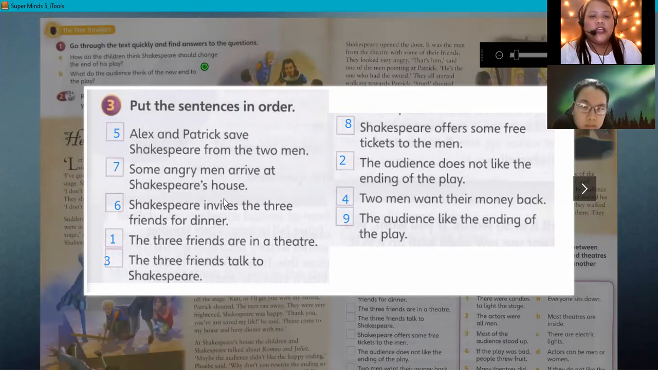And then eight, Shakespeare offers some free tickets to the men. Yeah, because he was able to revise his play because he was advised by the three friends to change the ending. So he tried to offer some free tickets to the men, and then when they saw the play, the ending of the story was changed, so they were able to appreciate it, and the audience liked the ending of the play. Okay, so thank you, Ni.